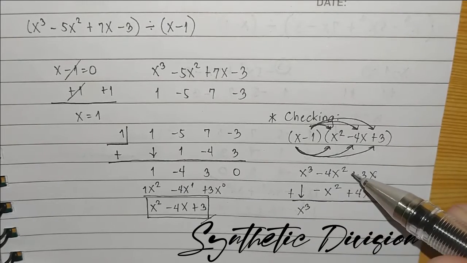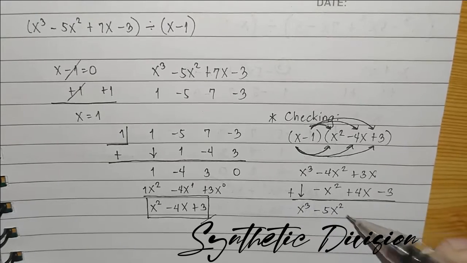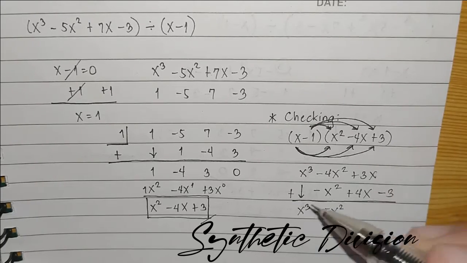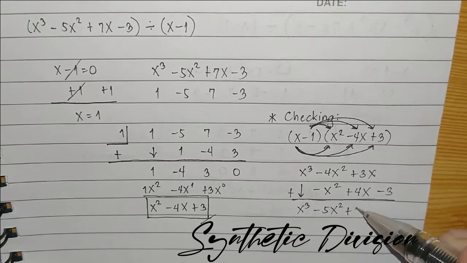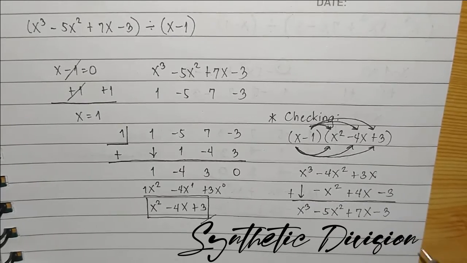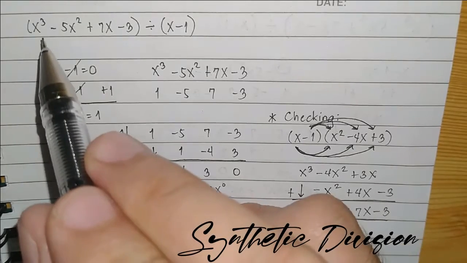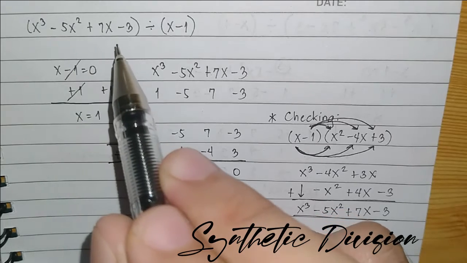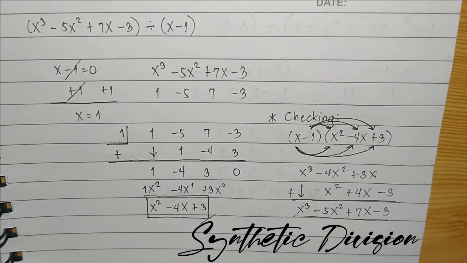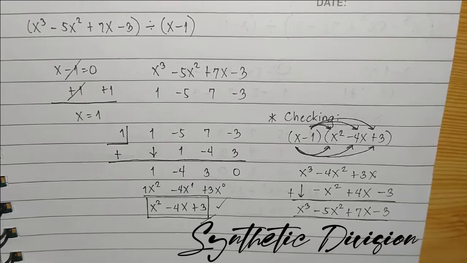And then negative 4x squared plus negative x squared, we have negative 5x squared. 3x plus 4x, we have positive 7x, and just bring down the negative 3. And with that, their product is the dividend of our synthetic division, x cubed minus 5x squared plus 7x minus 3. So, ibig sabihin lang nun, tama yung ating quotient na x squared minus 4x plus 3.